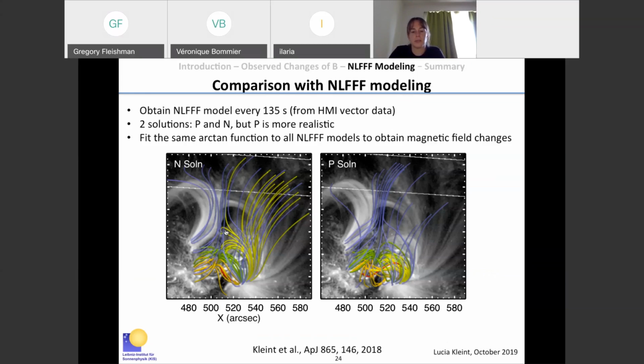The extrapolations gave two solutions, one based on the negative polarities, one based on the positive polarities. If we look at the solutions, we can immediately see that the positive polarity solution is much more realistic. We can see this red filament in the P solution that matches quite well with the filament that we actually observed in the chromosphere in the movie. From now on, we will only keep the P solution and discard the N solution, and we will fit the same arctangent magnetic field change model to derive if the magnetic field changed also in the same way in these nonlinear force-free field models.